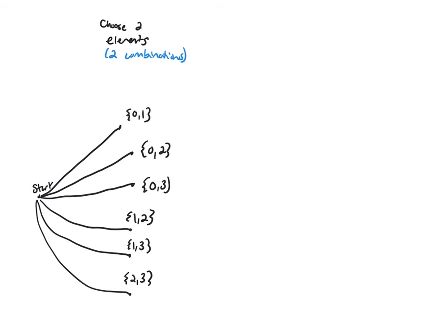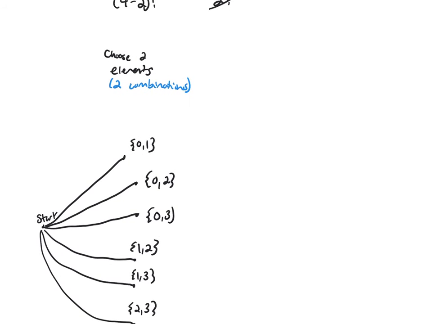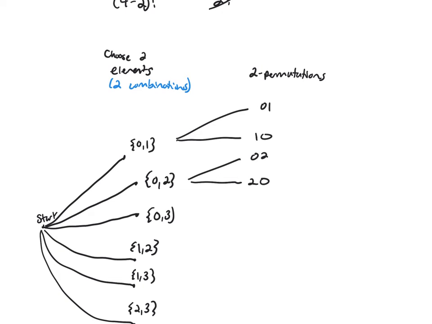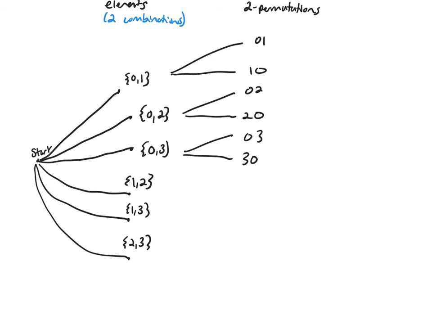And then from here, because we're talking about permutations, you're going to look at the order of these 2 elements. So here we're going to write down our 2 permutations. For 0, 1, you could either have 0, 1 being the order, or 1, 0. The same thing for 0, 2, it could be 0, 2, or 2, 0. For each one of these, you're going to get 2 orders, or 2 permutations: 1, 2, 2, 1, 1, 3, 3, 1, 2, 3, 3, 2.